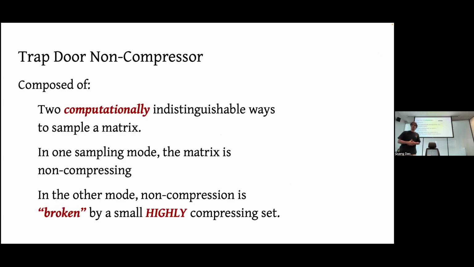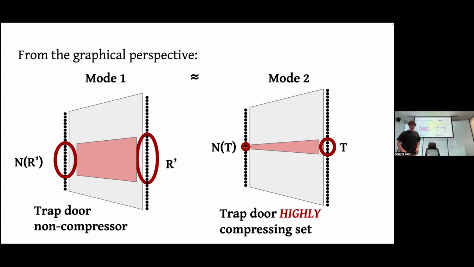Now, a trapdoor non-compressor is defined very similarly to a trapdoor expander. It's just composed of these two ways to sample a matrix. The main differences are that in one mode, we want the matrix to satisfy this non-compression property. And in the other mode, we want non-compression to be broken, but now via a small, very highly compressing component. Looking at this from the graphical perspective, it's very similar to what we discussed for trapdoor expanders.